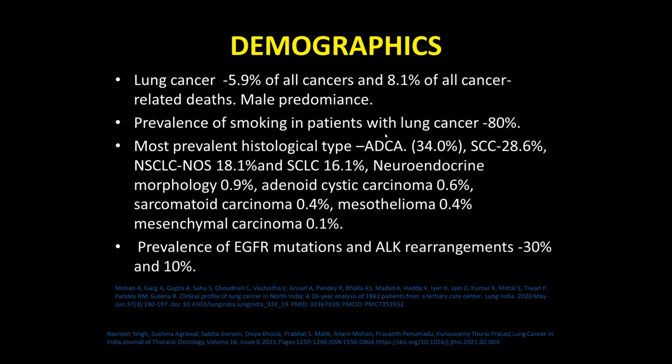Therefore, the squamous cell, non-squamous, small cell and those other patterns are quite homogeneous and easy to identify. But adenocarcinoma is the one which causes a lot of trouble because of the way it presents. So we should be able to recognize the plethora of patterns with which adenocarcinoma can present. Remember, this is the most common subtype in India too now. These are the other carcinomas. And the presence of EGFR mutation is quite common, and ALK rearrangements are also quite common in our country.